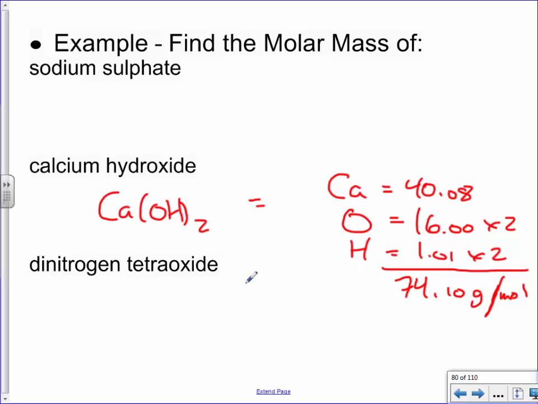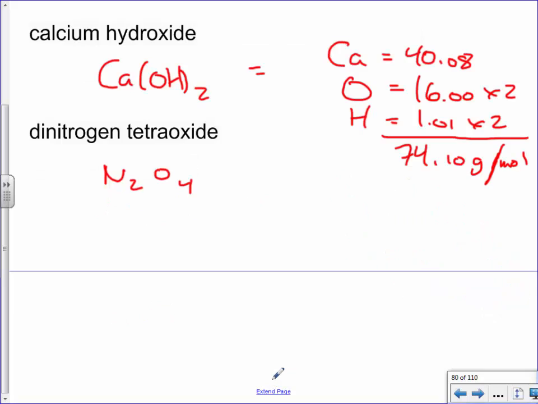Okay, one last one. Dinitrogen tetroxide. What's different about this one? Okay, so it's molecular, so a different naming scheme. Dinitrogen, 2 N's. Oxygen, 4. Tetra's 4. I don't care how you show your work for this. This is just how I do it.